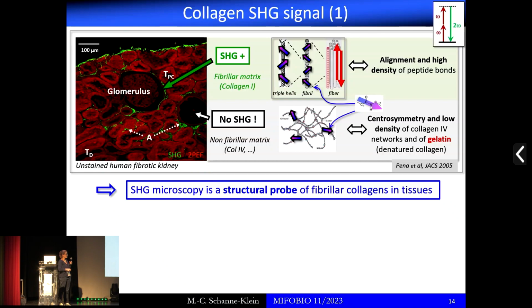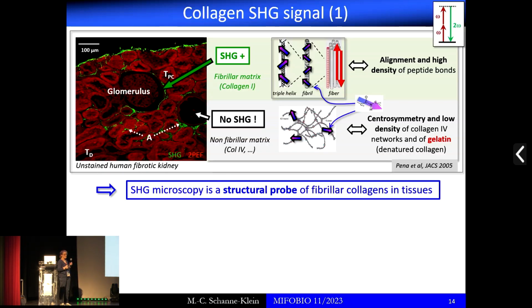For non-fibrillar matrix, of course, we have no signal because it's organized as a network. And it's the same for gelatin that is denatured collagen that has typically the same distribution. So it means that with second harmonic microscopy, we probe the fibrillar structure of collagen. It's completely different from immunochemical labeling, where we probe different types of collagen. Here it's all the types that form fibers.